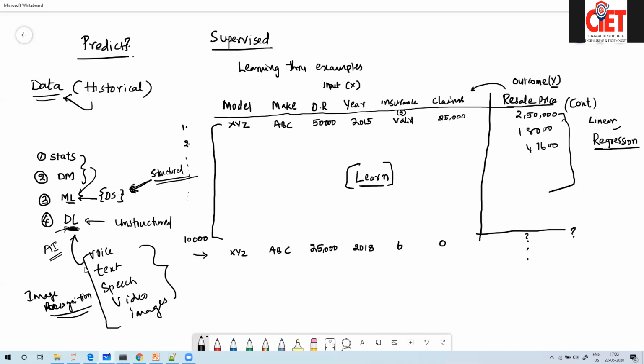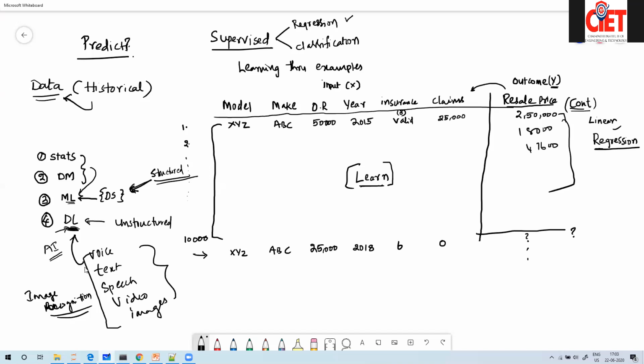Supervised learning is divided into two types. One is called regression. The other one is called classification. So what is regression? When we are learning from the historical data and we are trying to predict a variable that is a continuous number, that problem is called a regression problem.